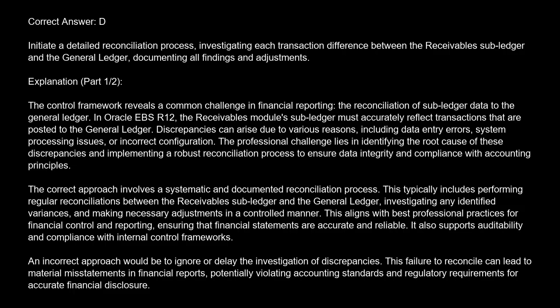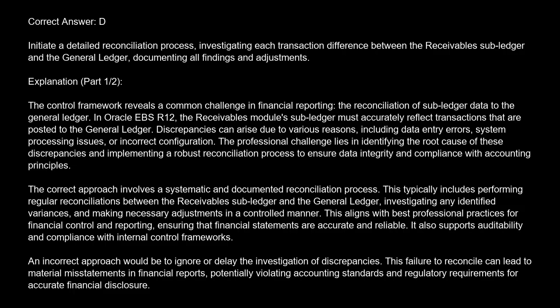In Oracle EBS R12, the receivables module subledger must accurately reflect transactions that are posted to the general ledger. Discrepancies can arise due to various reasons, including data entry errors, system processing issues, or incorrect configuration. The professional challenge lies in identifying the root cause of these discrepancies and implementing a robust reconciliation process to ensure data integrity and compliance with accounting principles.